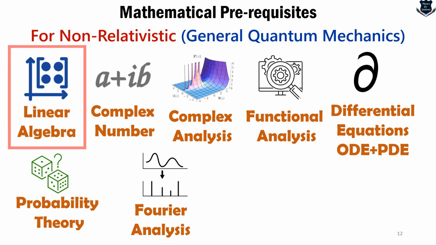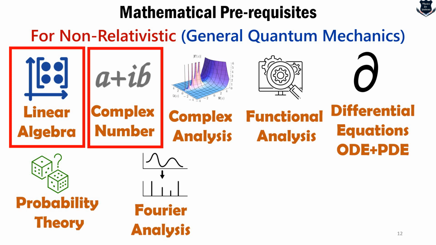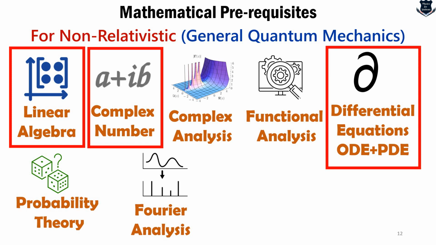Number one is linear algebra. You cannot learn quantum mechanics without learning linear algebra. Number two, complex numbers. Yes, because every phase and every eigenvector and linear equation will have complex numbers. I have skipped complex analysis and functional analysis, and then obviously differential equations, it goes without saying. Probability theory, obviously yes, because everything depends on probability.